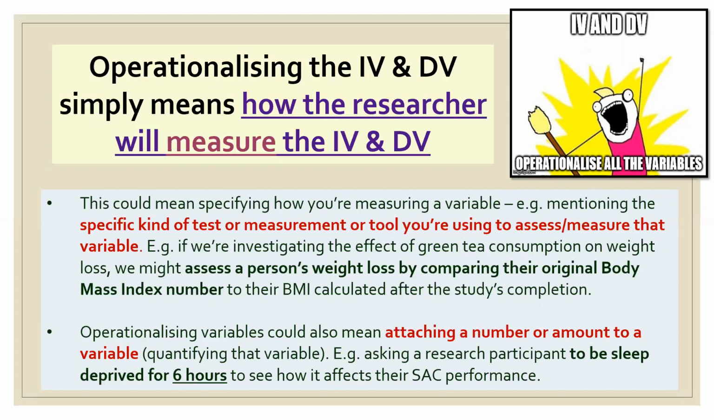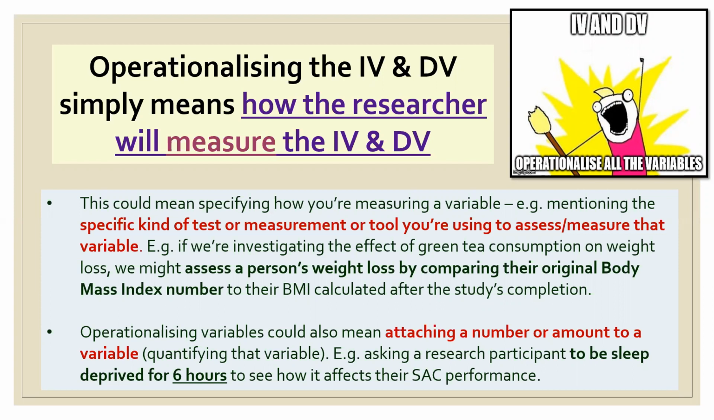So like I said in the previous slide, if I want to operationalize the IV or the independent variable of red cordial, I might attach a number to it. I might say, I'm giving my participants, my child participants, 200 milliliters of red cordial, or 250 mils of cordial, or I'm giving them 300 milliliters of cordial.